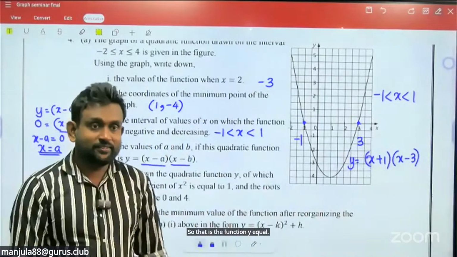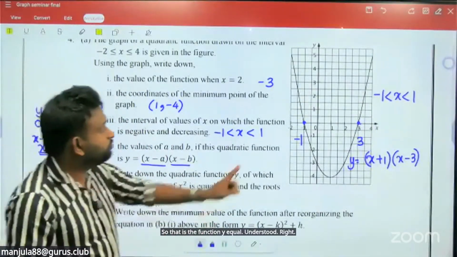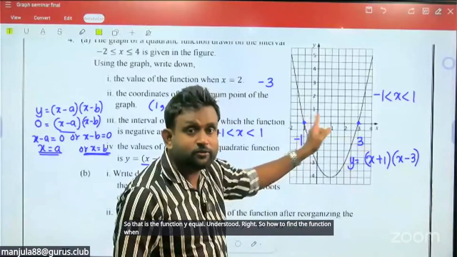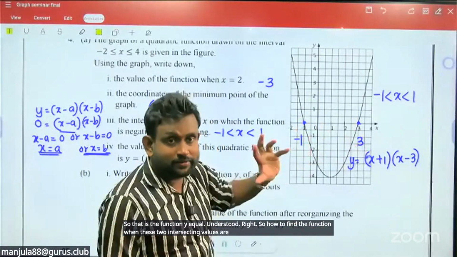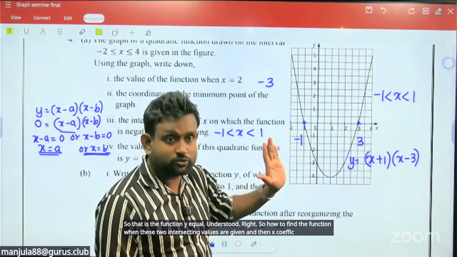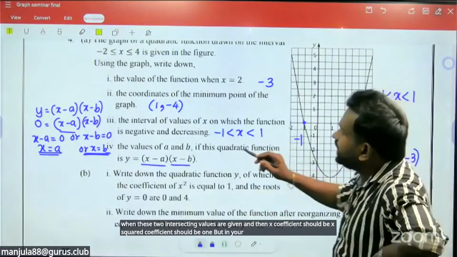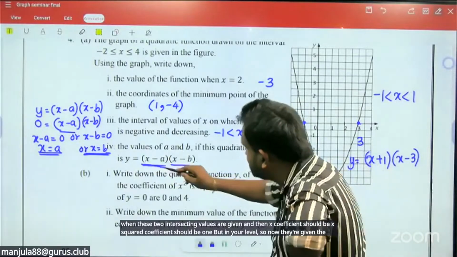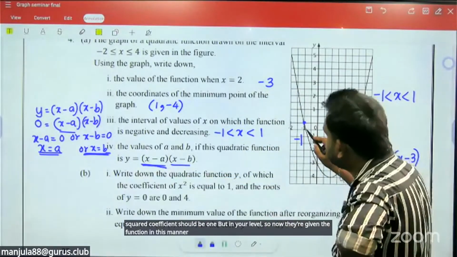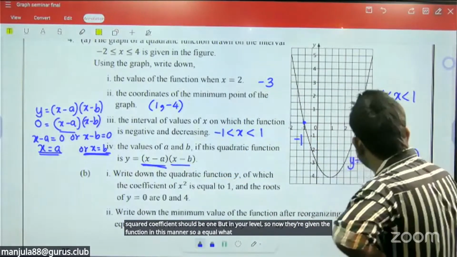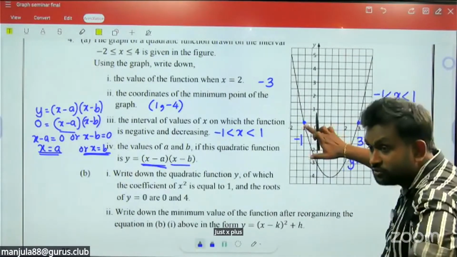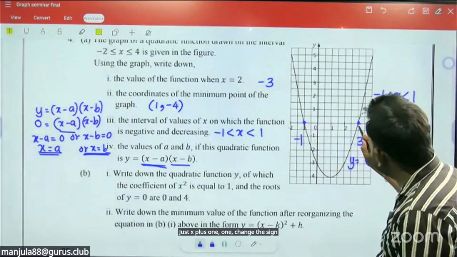Understood? Right. So how to find the function when these two intersecting values are given, and the x squared coefficient should be 1. But in your level, now that the function is given in this manner, so a equals what? Just x plus 1. So change the sign. Here minus 1, here plus 3.